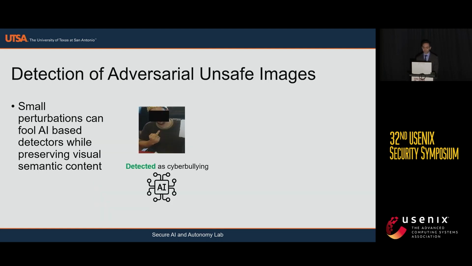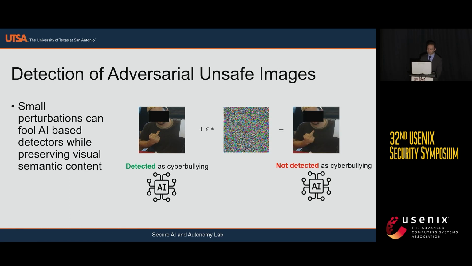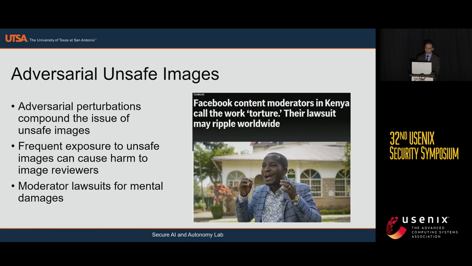Social networks often use AI-based detectors to flag unsafe image content. However, adversaries are using increasingly sophisticated techniques to effectively fool these detectors. Small perturbations are able to fool these detectors, all the while preserving the unsafe content for viewers. Unsafe images are known to have caused harm to frequent viewers of such images, even leading to lawsuits for mental damages.